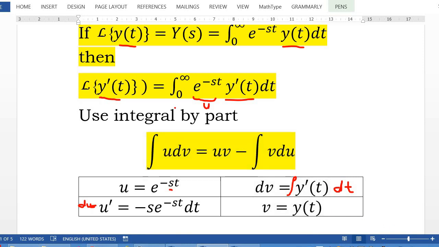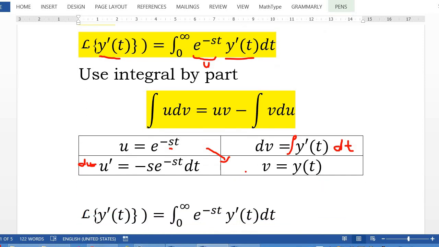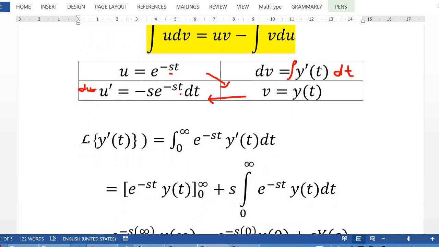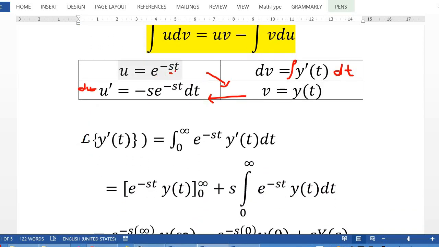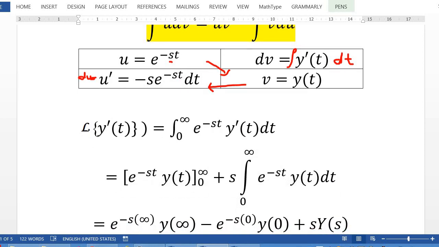Hence the integral of u dv, or the integral of e^(-st) y'(t) dt, will be equal to u times v minus the integral of v du. That's why the result you will have here is u times v, so e^(-st) multiplied by y(t). Since we integrate from 0 to infinity, you have to put in the limit 0 to infinity, minus the integral of v du. So minus with negative becomes plus, the integral of e^(-st) y(t) dt from 0 to positive infinity.